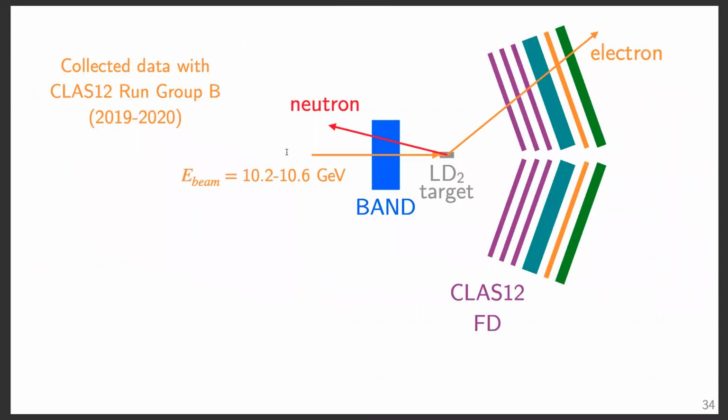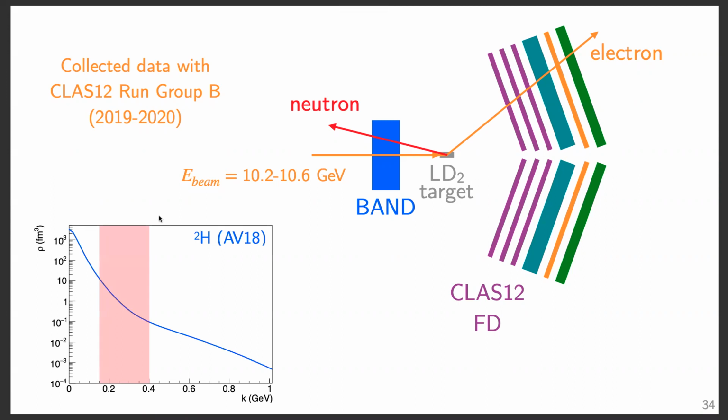The idea here is that we have an electron beam coming in, scattering off of the liquid deuterium target. Our electron goes into the CLAS12 forward detector, and then we detect a recoiling spectator neutron in BAND. BAND was a run group addition to run group B, so there was already a whole array of physics that was going to be done with this deuteron target. We just went in and put BAND in and collected data with them. This shows the momentum range that we think we're able to extract, from spectator momentum of about 0.15 up to about 0.4 GeV.